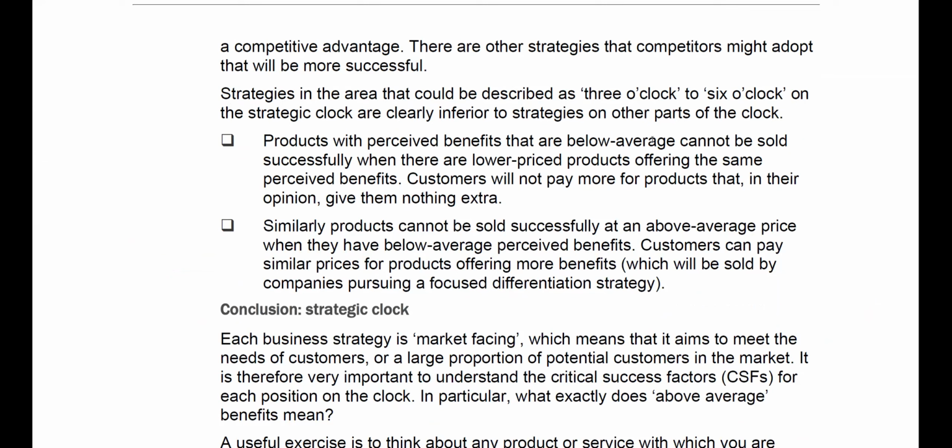Products with perceived benefits that are below average cannot be sold successfully when there are lower price products offering the same perceived benefits. You get it? Because why would I go and pay for something that has a low value compared to what someone else is offering? It doesn't make sense. So customers will not pay more for products that, in their opinion, give them nothing extra than what other ones are giving at the same price, right? Similarly, products cannot be sold successfully at an above average price when they have below average perceived benefits. So customers can pay similar prices for products offering more benefits, which will be sold by companies pursuing a focused differentiation strategy. So why should I go and buy yours when somebody can give me something better than yours? Understood. So what is the conclusion?